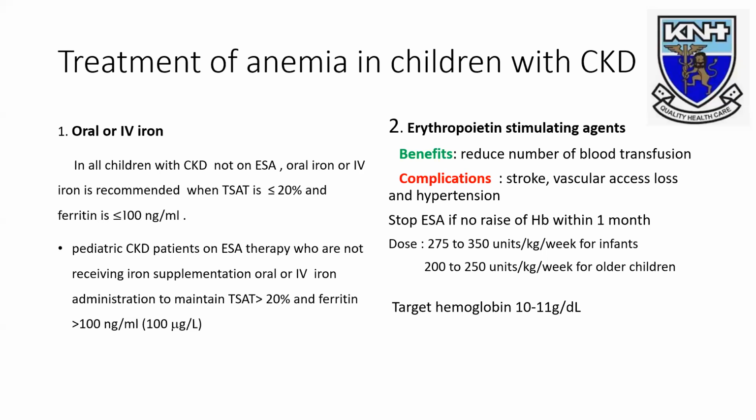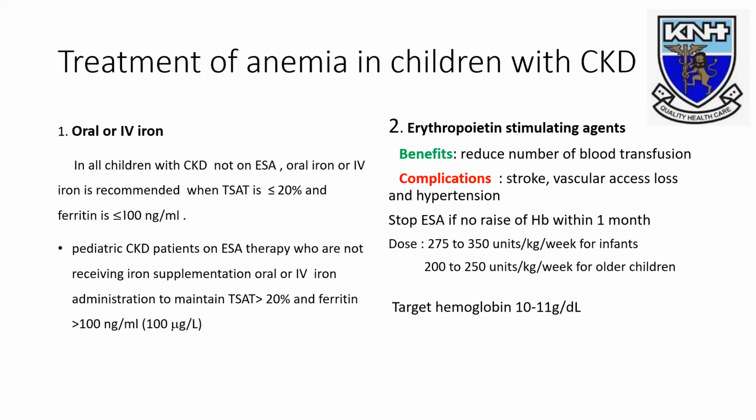Most of the children, of course, we start on erythropoietin because they are deficient, and the key point for anemia in chronic kidney disease is lack of or inadequate production of erythropoietin. The benefit of erythropoietin is reducing the number of blood transfusions. However, one of the complications is increased stroke, vascular access loss for those on hemodialysis, and sometimes increased hypertension. So the recommendation is to stop erythropoietin stimulating agents if there is no rise in hemoglobin within 1 month of starting.